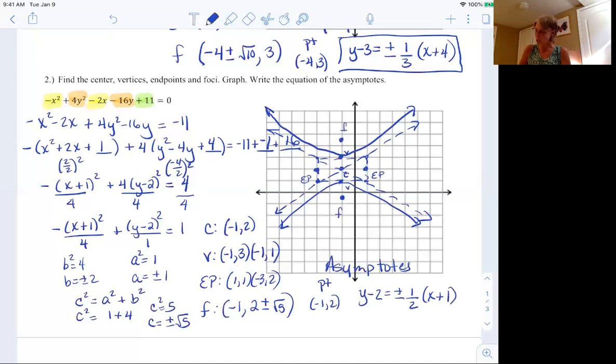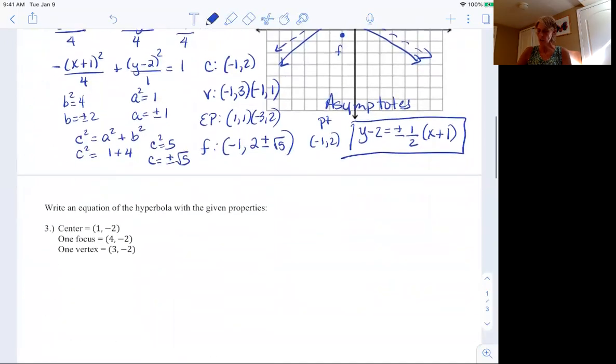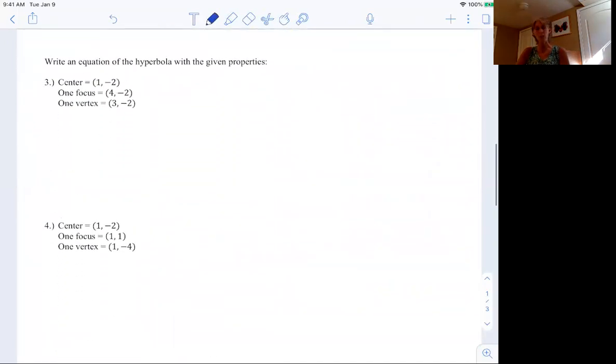We can leave our equation just like this. You don't have to worry about writing it in mx plus b form, and we are done. Now let's try to write an equation of the hyperbola with the given properties.